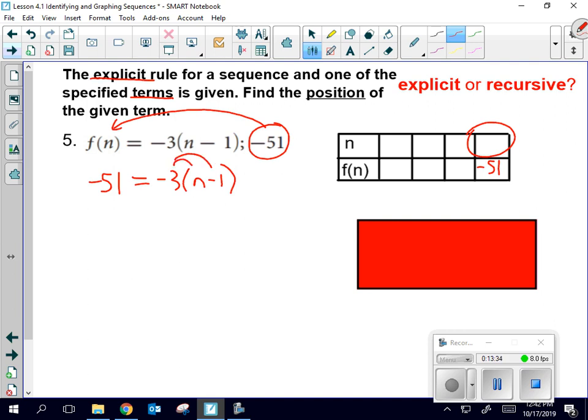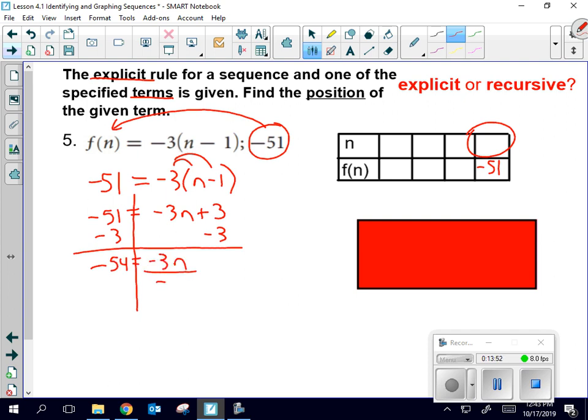I can distribute the negative 3. And then, of course, we're solving an equation because we're solving for n. We're going to subtract 3 from both sides. And then I'll divide by negative 3. If you get a negative number, you know something's wrong because we only have positive position numbers. So we know that negative 51 is in the 18th position.